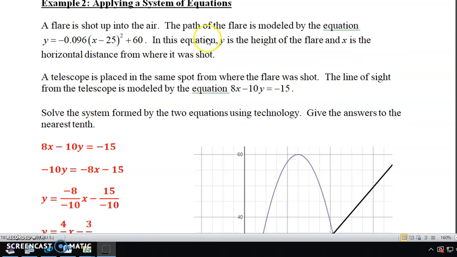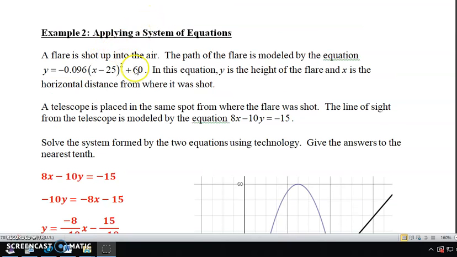Let's look at the second example. Example 2 says a flare is shot up in the air. The path of the flare is modeled by the equation y equals negative 0.096. We know it opens downward. It's in vertex form, so we know the vertex is 25 and 60. In this equation, y is the height of the flare and x is the horizontal distance where it was shot.